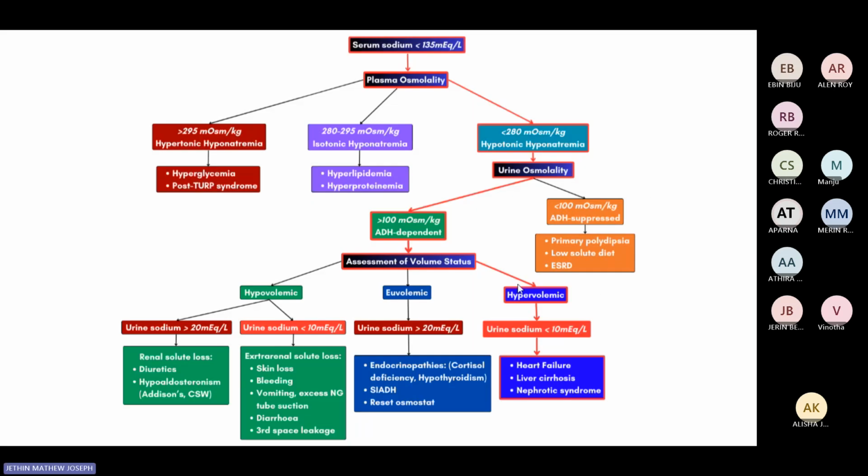So we've covered hypervolemic causes of hyponatremia also. So why is urine sodium less than 10? Because the kidney is acting normally. The kidney is acting how it should be in hyponatremia. The kidney is reabsorbing sodium normally, so urine sodium is going to be low.